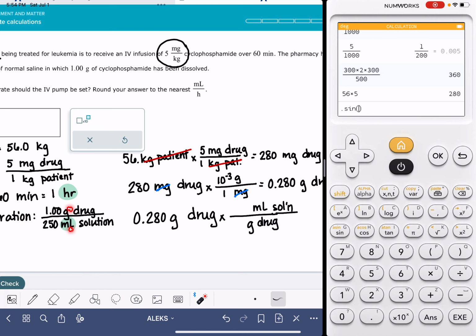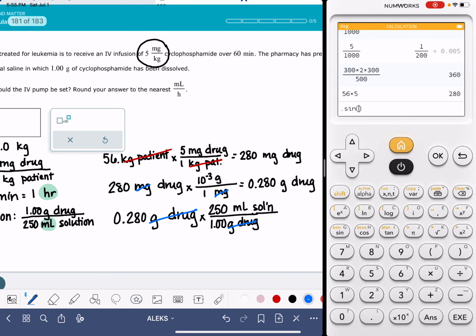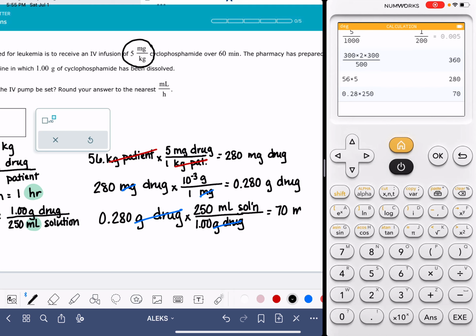Notice that this conversion factor is not in the correct order that I want it in. I want grams of drug to be on the bottom. In this conversion factor, they're on top. So I'm just going to flip-flop the conversion factor, which is allowed. 250 milliliters for every 1 gram. This is going to cancel out my grams of drug. Let's do the math on this. 0.280 times 250. This is telling me that I need 70 milliliters of this solution.